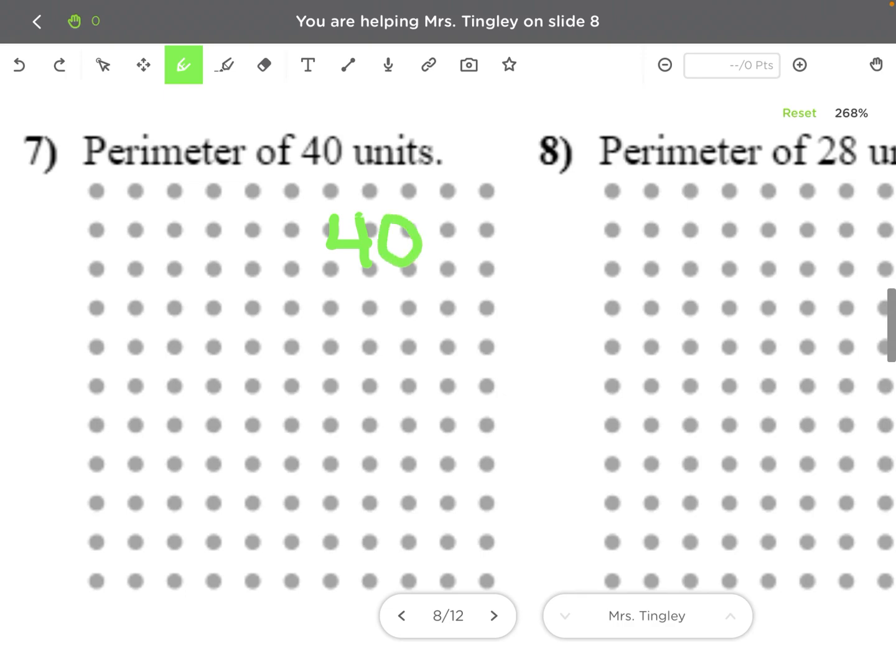So how can we divide 40 into 4 sections that we could add together. So we can use division to help us draw a perimeter. So how can we divide 40 into 4? Well, 40 divided by 4 is 10. So I could try to draw a square that has 10 on each side.